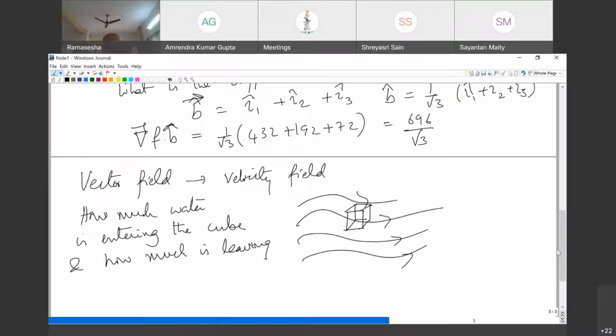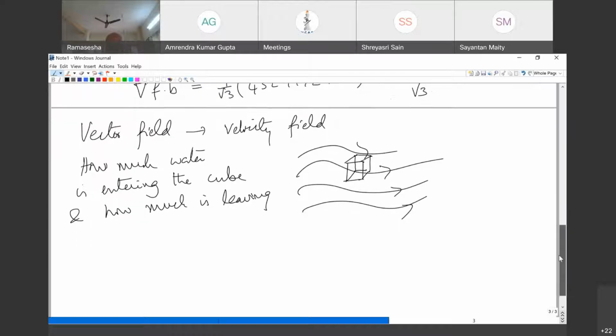So you can come across these kinds of problems anywhere. For example, you can think of lines of force of a magnetic field or an electric field, and you want to know in a given volume how many lines of force are actually entering and leaving. What is this quantity given by? I have the vector field F, and I want to calculate this integral.